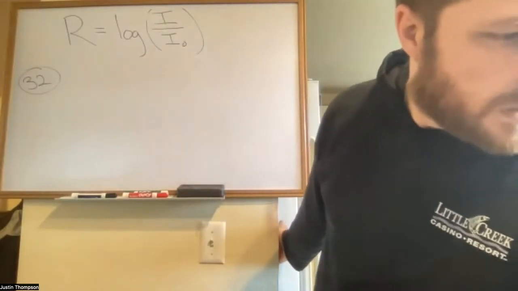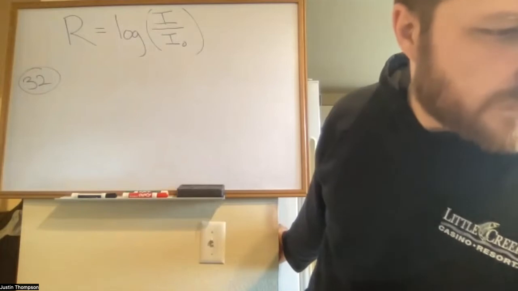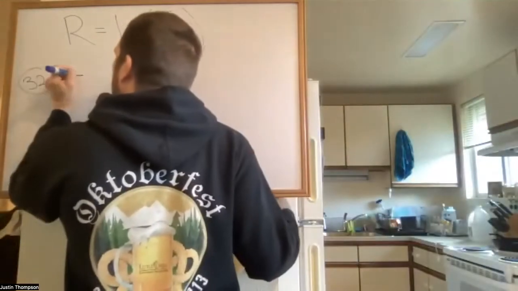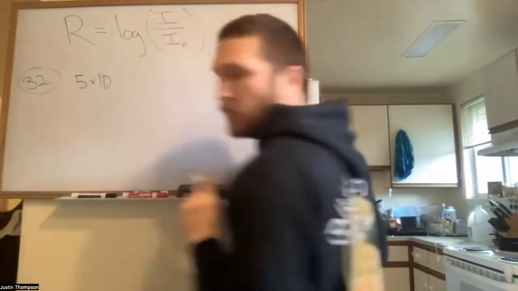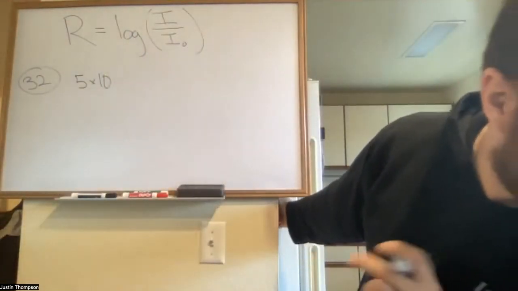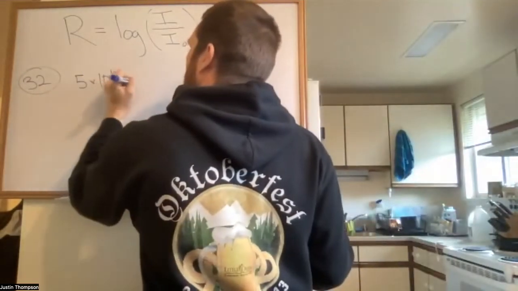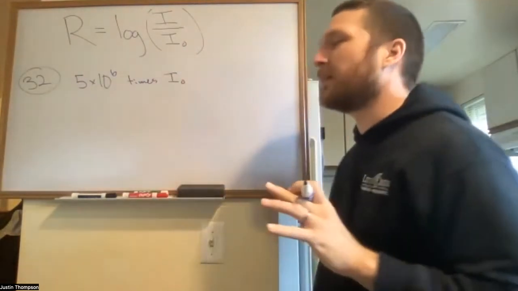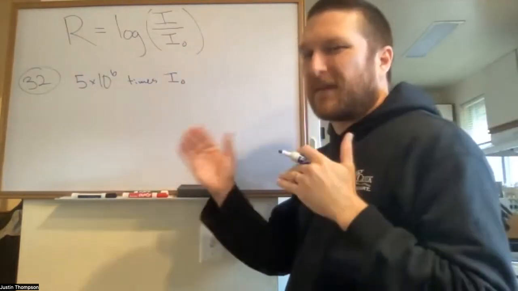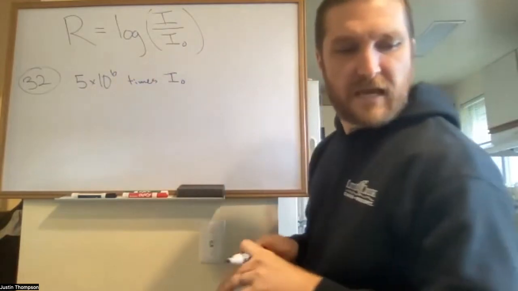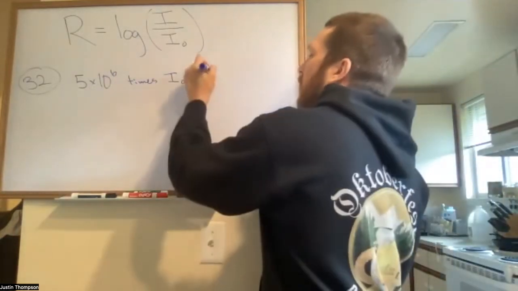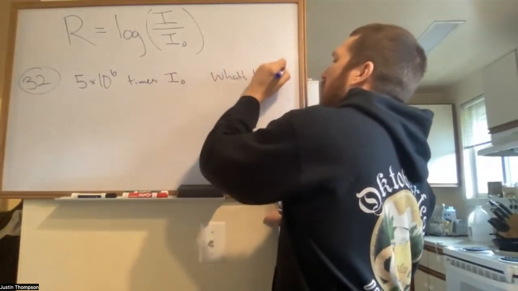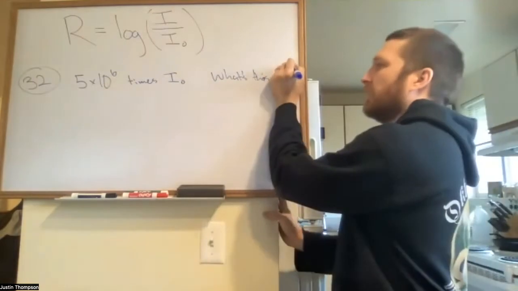So number 32 says the Los Angeles earthquake had an intensity of 5 times 10 to the 6 times I0, which I'm going to think about as the background or the comparison value. And they say, what is this on the Richter scale? That's the question.